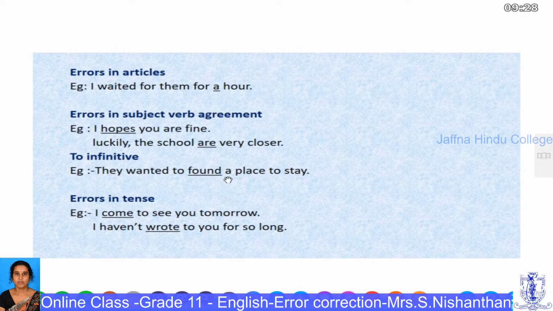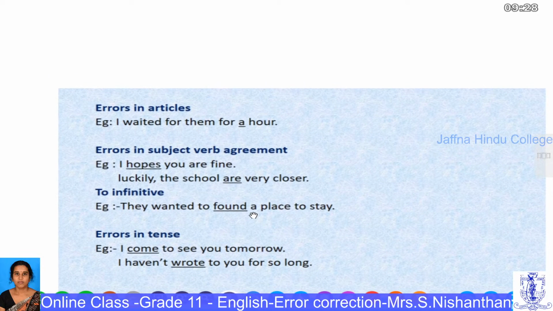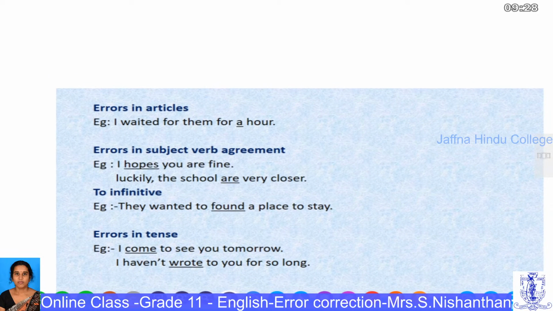Here there are some other errors too. Errors in articles. The articles a, an and the. I waited for them for an hour. Is it correct? Here the hour has the pronunciation of the first letter with a vowel sound. So we should use an here.